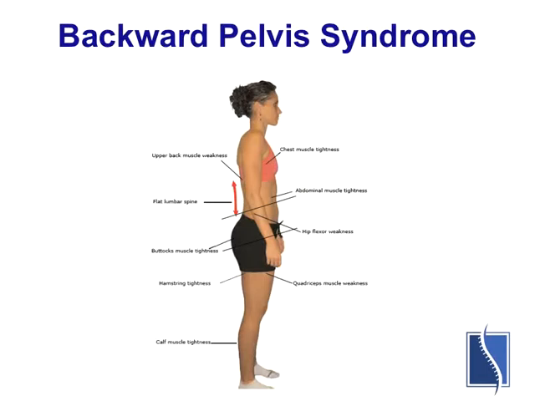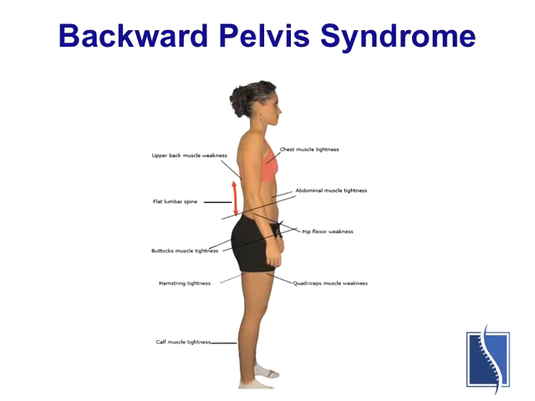So backward pelvis syndrome has several different things associated with it. First of all, you'll notice that there's tight chest muscles, there are tight abdominal muscles, there are weak hip flexors, and those are the muscles that will move your knee toward your chest. There are tight quadriceps muscles. Those are the muscles on the front side of the thigh. Tight calf muscles, tight hamstrings, tight buttocks muscles.